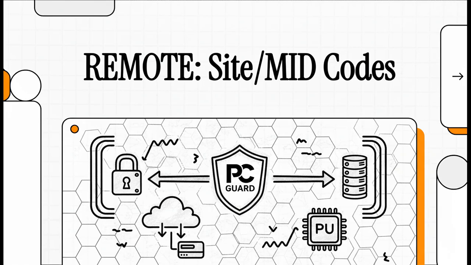All right, let's get right into it. Today, we're doing a technical deep dive into sight and MID codes. These are the absolute core of PCGuard's remote protection system. Now, if you're a developer using PCGuard, really getting how these codes work is more than just a minor detail. It's absolutely essential for managing your software licenses securely and, just as importantly, keeping your customers happy.